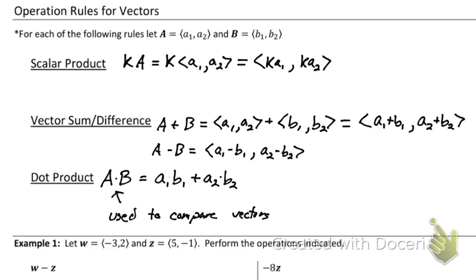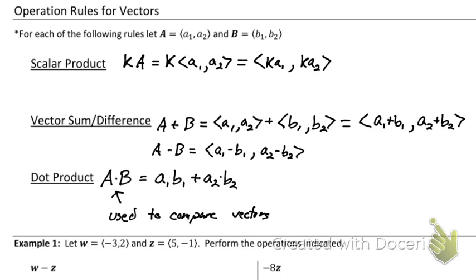So its result should not be a new vector. Once again, this is going to be a big mistake on the tests. It's a super easy problem, but if you treat it like A plus B and A minus B, then you get it 100% wrong. All right, dot product results in just a number. It won't be a new vector. Scalar multiplication, new vector. Vector sum or difference, new vector. Dot product will just be a number. It'll just be a number comparing the two vectors.